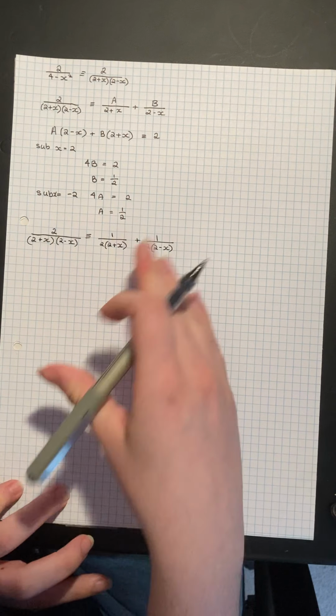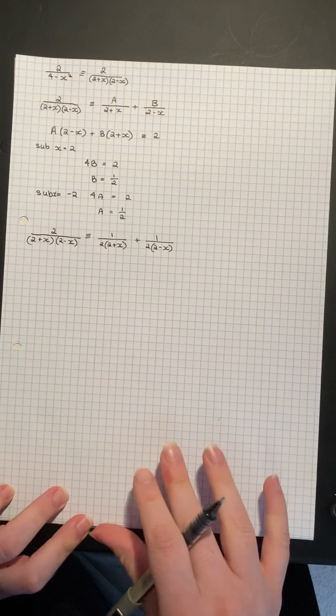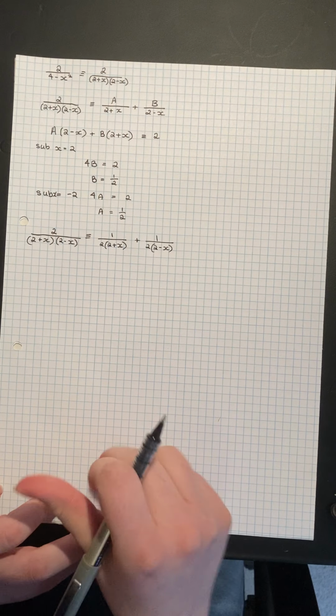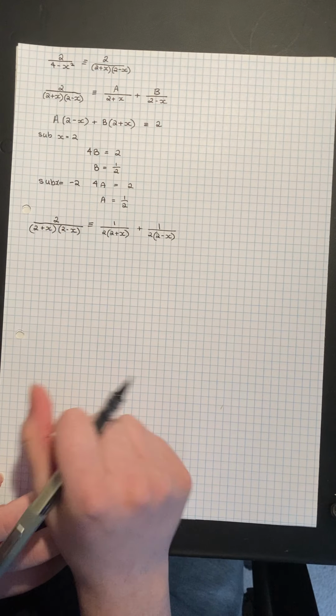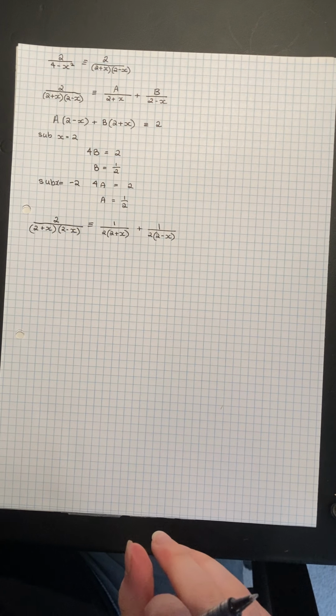So that would be the answer for that one. I'm just going to leave it at that one method because that was just a second example. Okay, and now the third example that I'm going to show you is when you have 3 factors on the bottom.